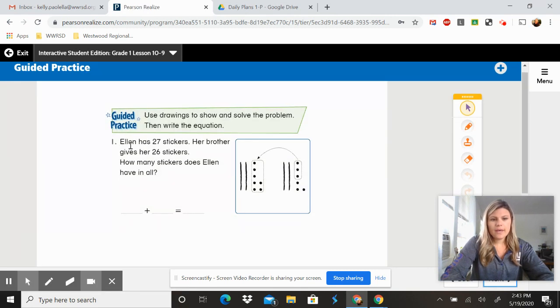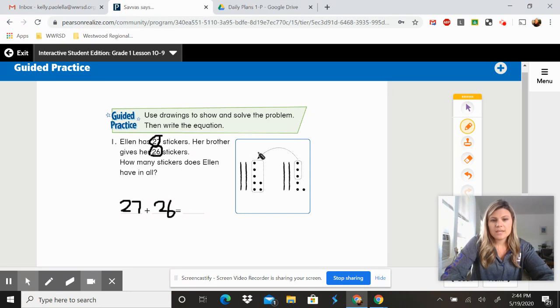All right, so Ellen has 27 stickers. Let's circle 27. Her brother gives her 26 stickers. How many stickers does Ellen have in all? Well, I see that they helped us with the picture already. So I'm going to put in part of the equation to help me. 27 plus 26. All right, now I'm going to come over here and do the work.